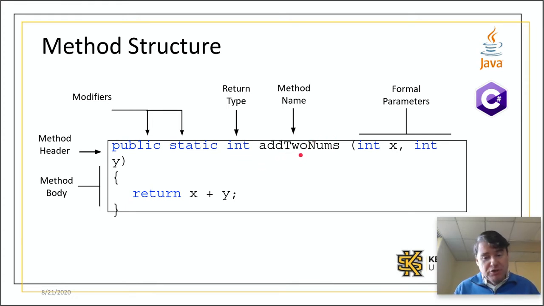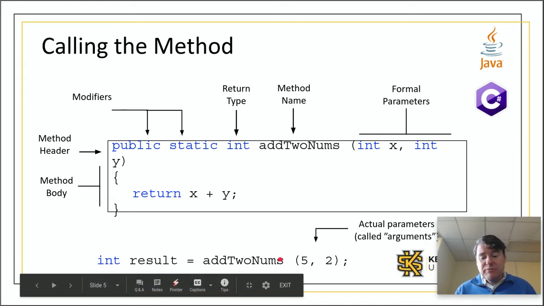The method name, whatever it's going to be, should be descriptive, and then we have our formal parameters, is what we call this, or just our parameters. This method is taking in 2 parameters, an x and a y, and then we have the body of the method where we have a return statement because we said it was going to return an int, so therefore we must return an int.